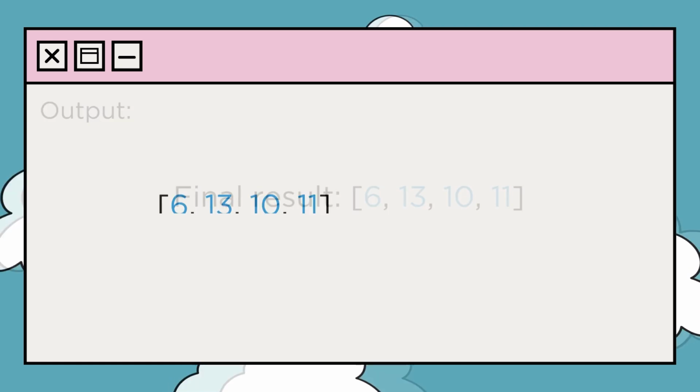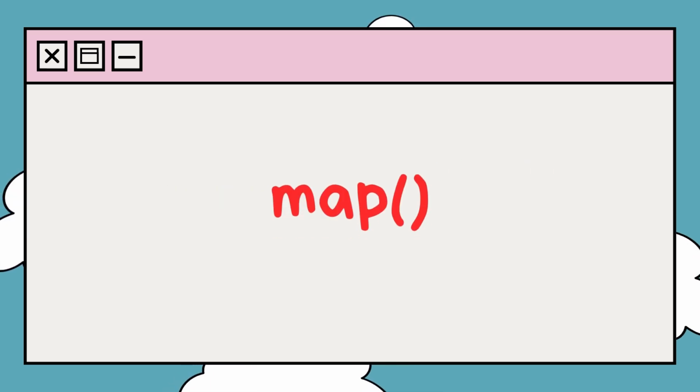So, whether you're working with a single iterable or multiple ones, the map function is a handy tool.